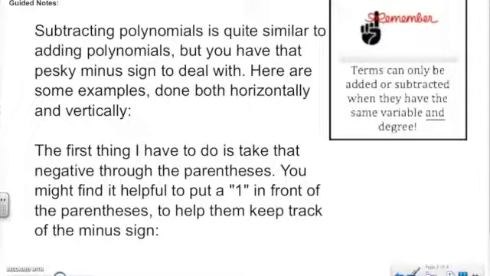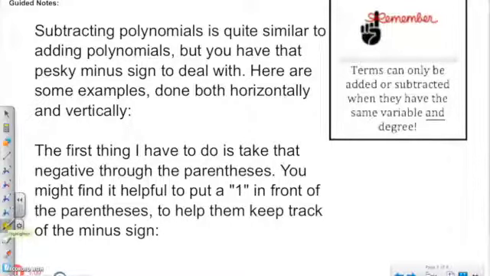We're going to do a couple examples in just a minute of the same problem. We're going to do it in two different ways, once horizontally and once vertically. Just to preview it though a little bit, the first thing we're going to have to do is take the negative sign or the subtraction sign and distribute it through the parentheses. What that really means is we're distributing a -1 and we're multiplying each term within the parentheses by a -1. So what might be helpful for you to remember this step is to stick a 1 in between that negative sign and your parentheses so that you remember that you need to distribute that -1.